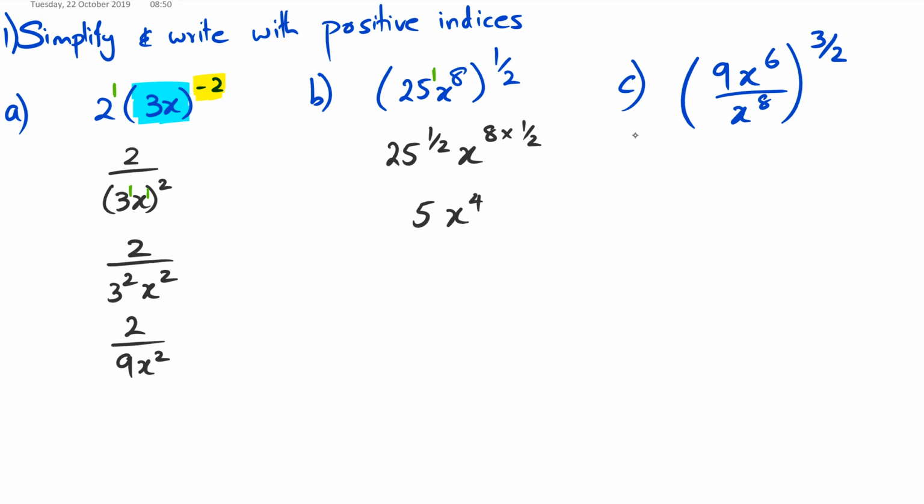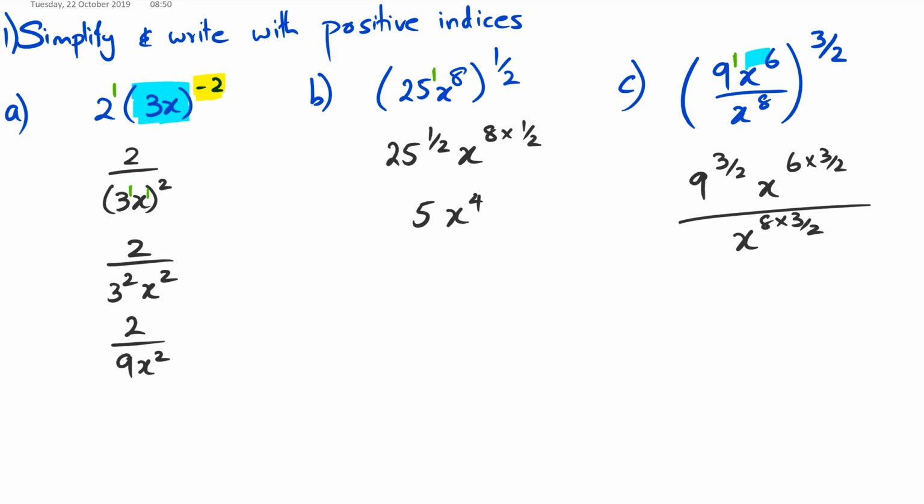Looking at question C, 9 has a power of 1. So I'm just going to put a little 1 right there. And again, I multiply the powers. So I've got 9 to the power of 3 over 2, x to the power of 6 times 3 over 2, divided by x to the power of 8 times 3 over 2.